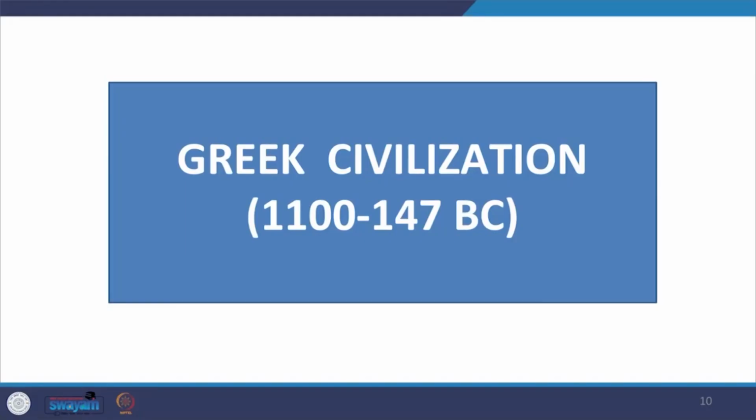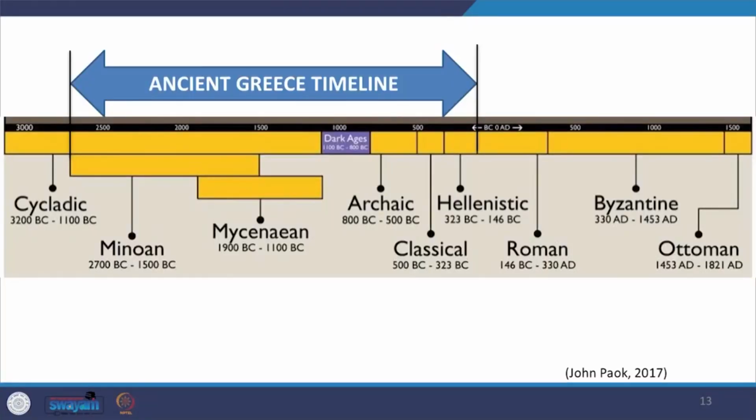periods. Looking at the Greek civilization, as per Simon Hornblower, professor of classics and ancient history, Oxford University, the period of ancient Greek history can be counted from the Minoan period 2700 BC to end of Hellenistic period 146 BC, as shown in the timeline by John Poak. The classic and archaic period, which you see in between, are sometimes collectively referred to as the Hellenic period.